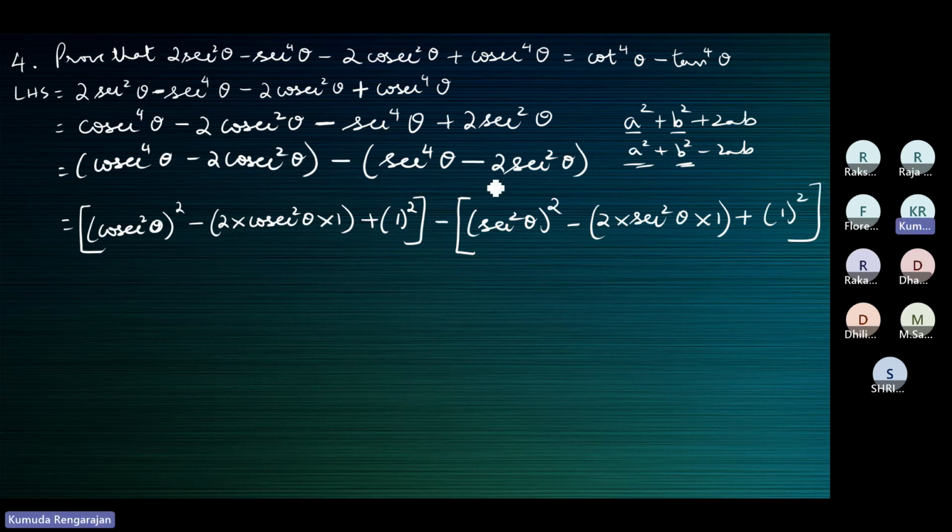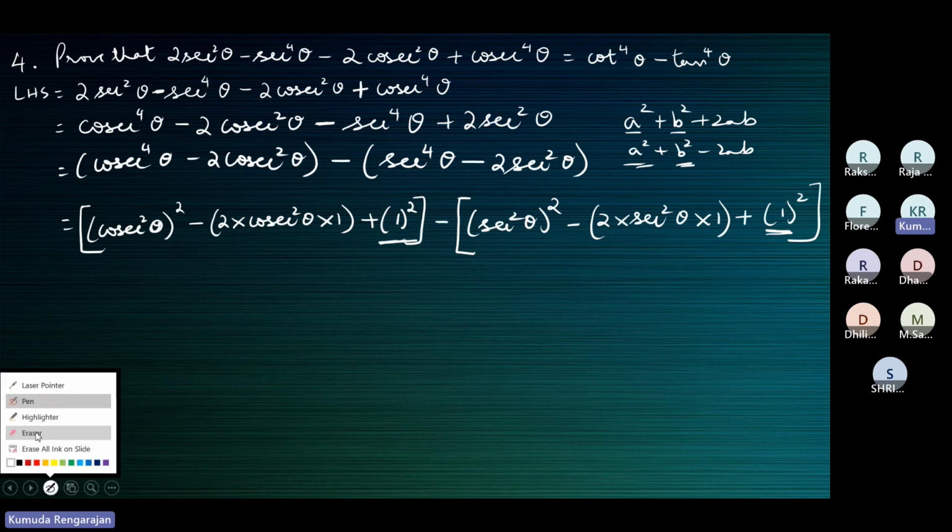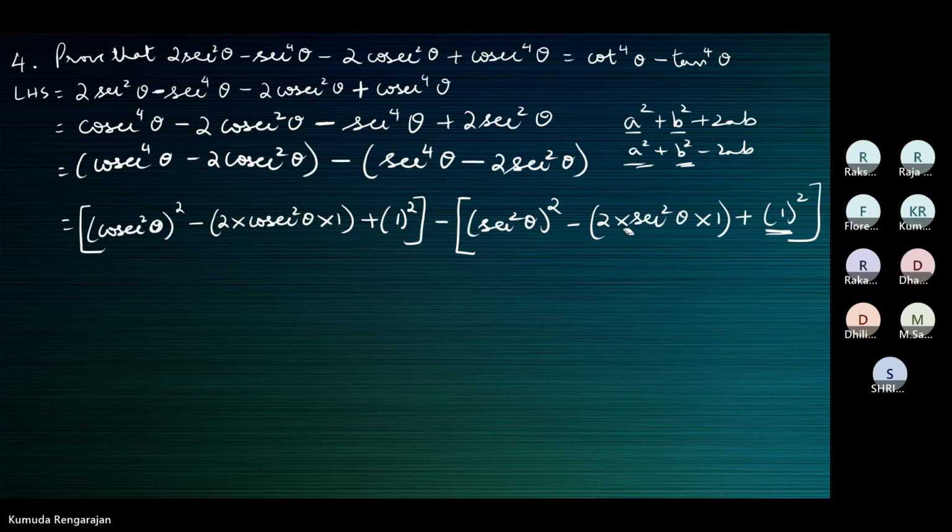So you can see that for convenience, in order to use the identity, we have included this term plus 1 square, that is plus 1 here and plus 1 here. We cannot do anything to change the expression. When you add something, you must subtract the same thing. Or when you multiply, you should divide by the same thing. But what have we done here? We have added 1 here. So this is plus 1. And here also plus 1.